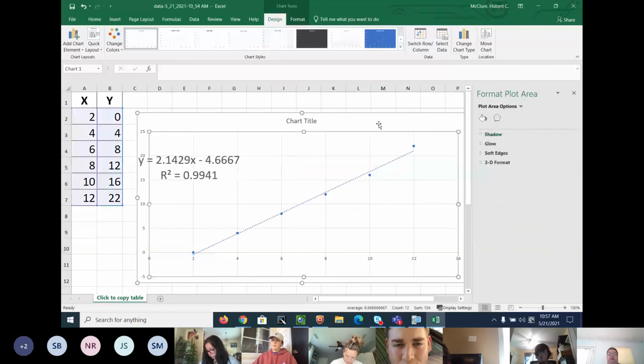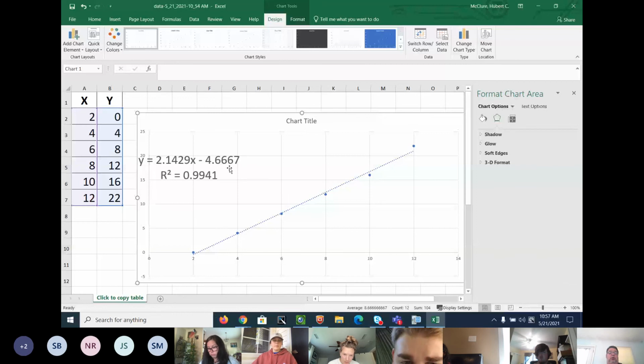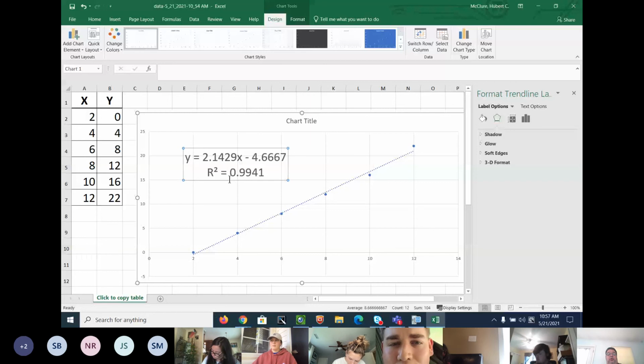Okay, so write that down, and then we'll do it in your calculator. You really don't need the R. The R is more for probability and statistics. Algebra, they want that equation. Y is equal to 2.1429x minus 4.6667.